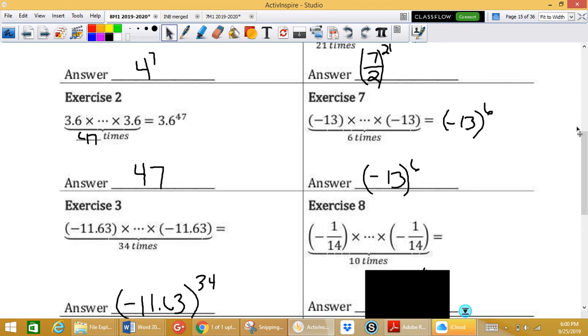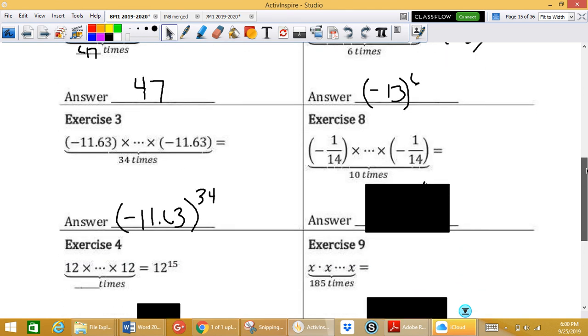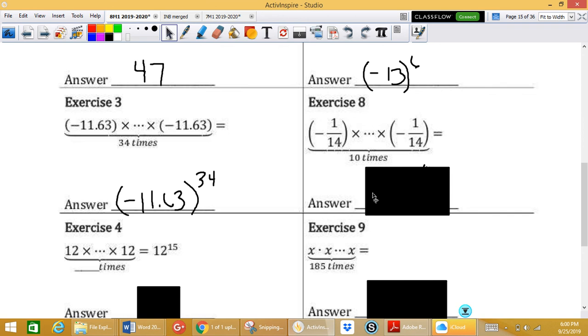Again, you need parentheses. Ooh, a negative fraction. So negative 1/14 multiplied by itself 10 times is parentheses negative 1 over 14 to the 10th.